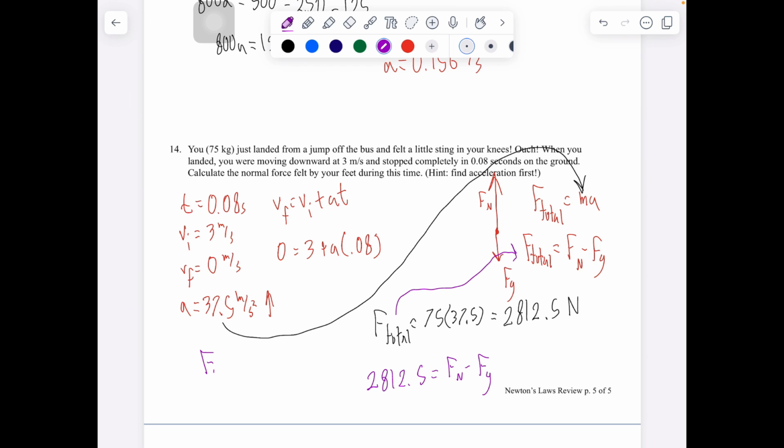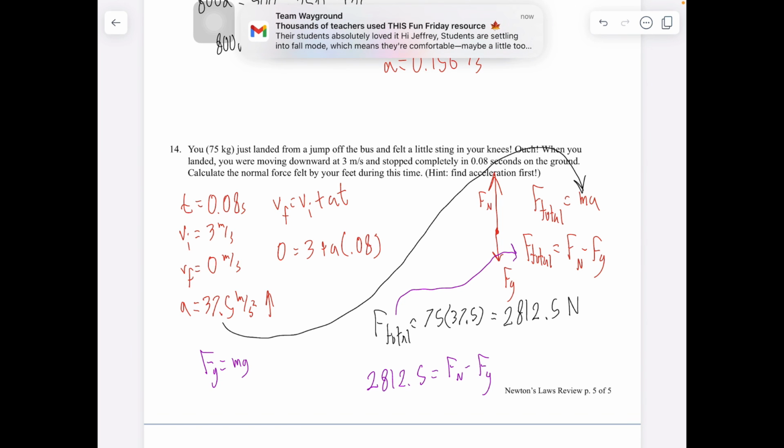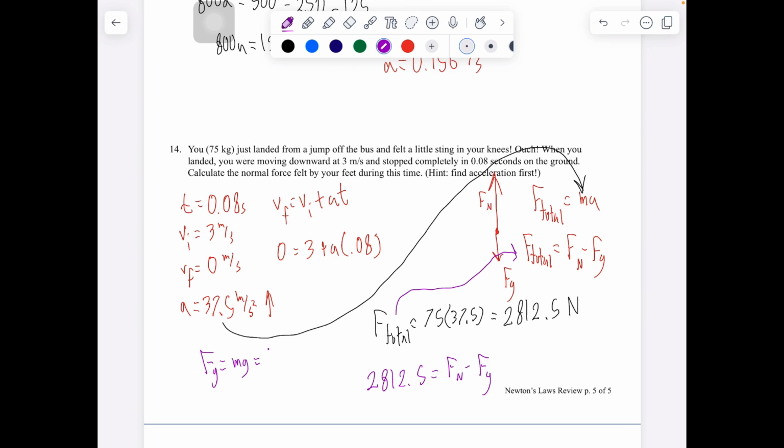Force of gravity is m times g. The mass is 75. G on Earth is 9.8. We get a force of gravity 735. Plug that in. Now we get 2,812.5 equals normal force minus 735. Add 735 to both sides. And we're going to get our answer.